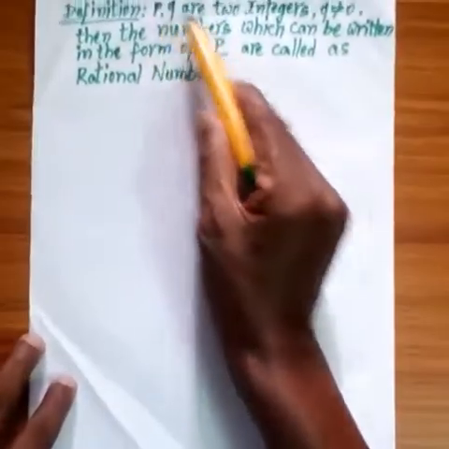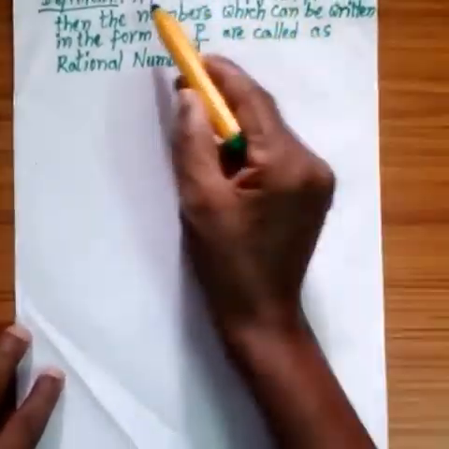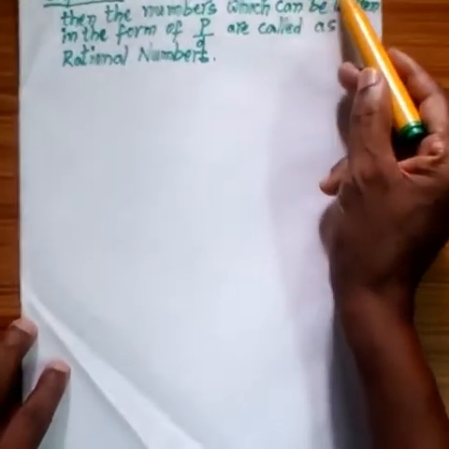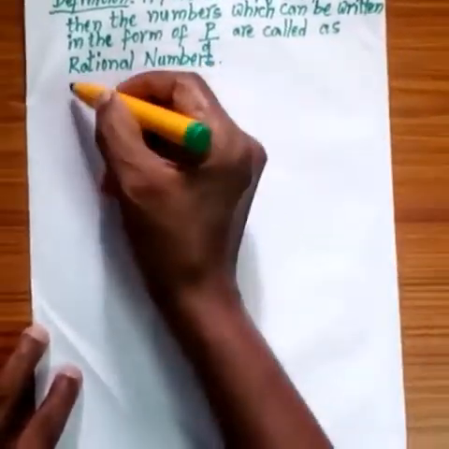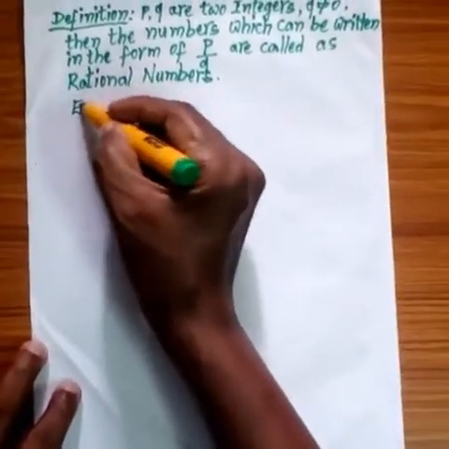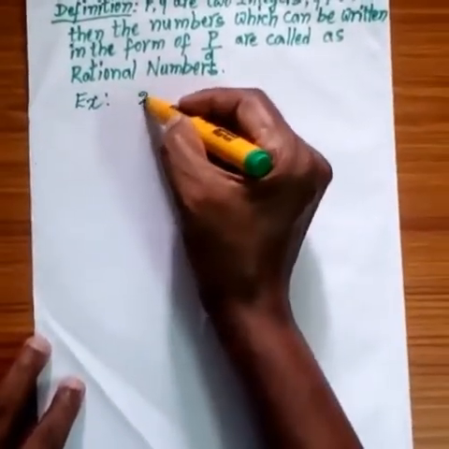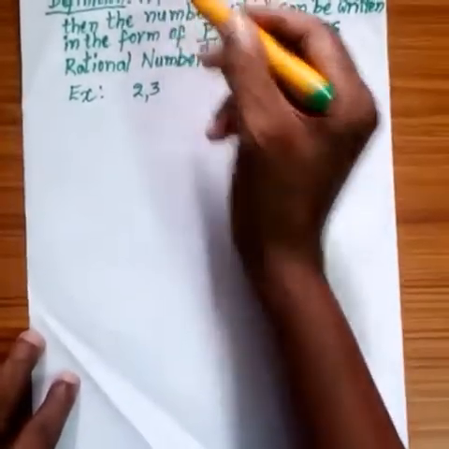So P and Q are two integers and Q is never equal to 0. Then the numbers which can be written as P by Q are rational numbers. For example, let us take 2 and 3 in the places of P and Q.